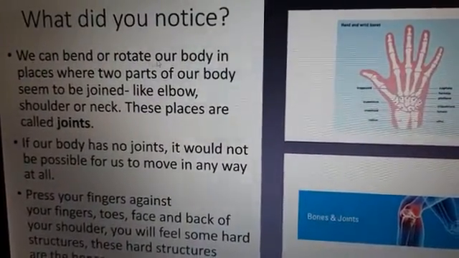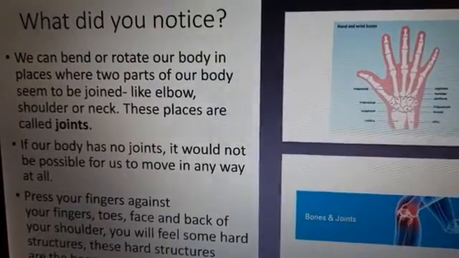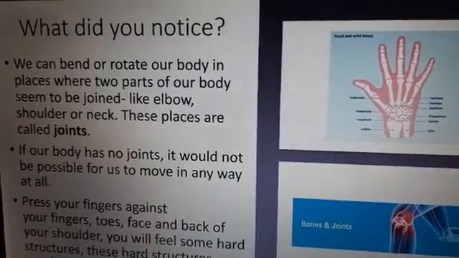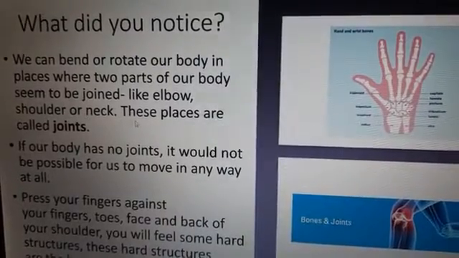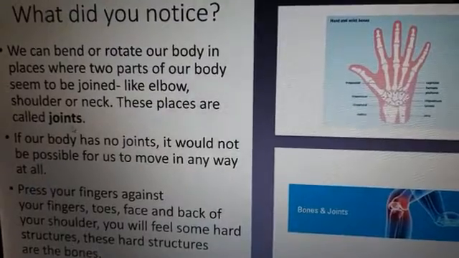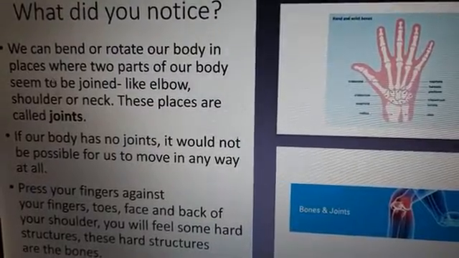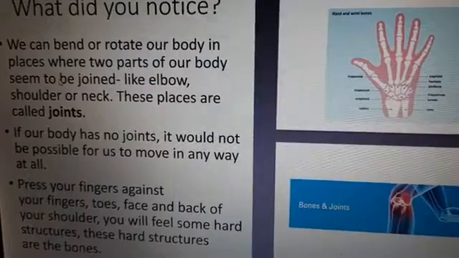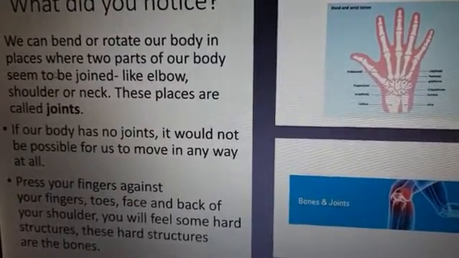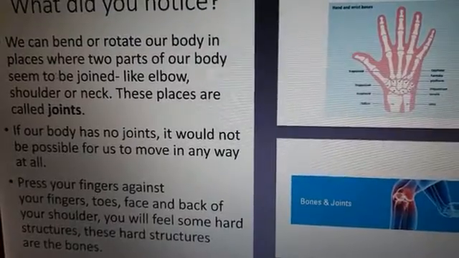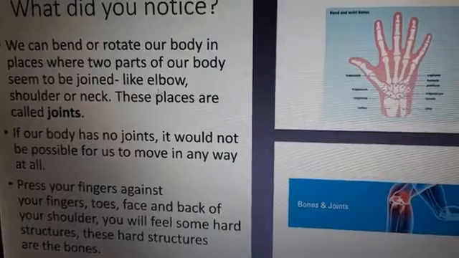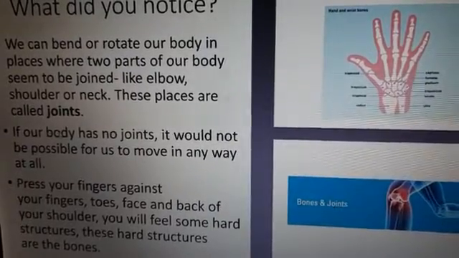We can bend or rotate our body in places where two parts of our body seem to be joined, like elbow, shoulder or neck. These places are called joints. So, joints are the part where two parts of our body are joined. Only at the joint can we bend that particular part of the body. Like for example, we can bend at the elbow, and at the shoulder and neck also.